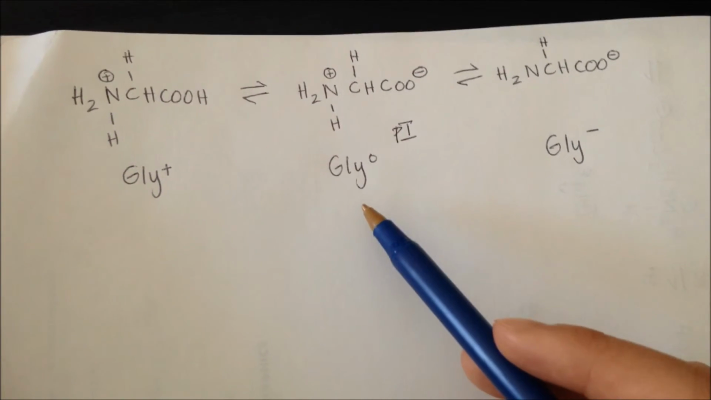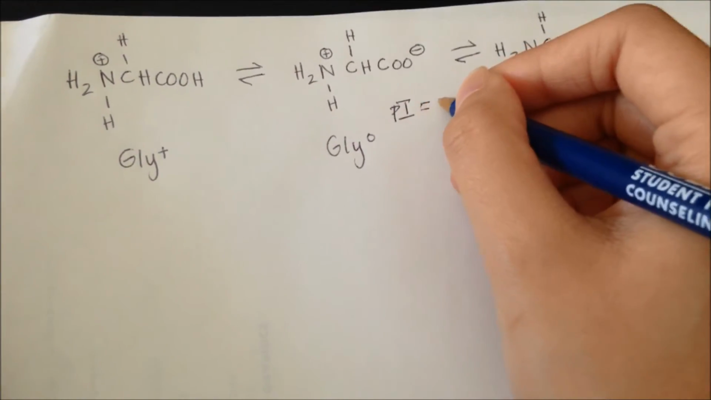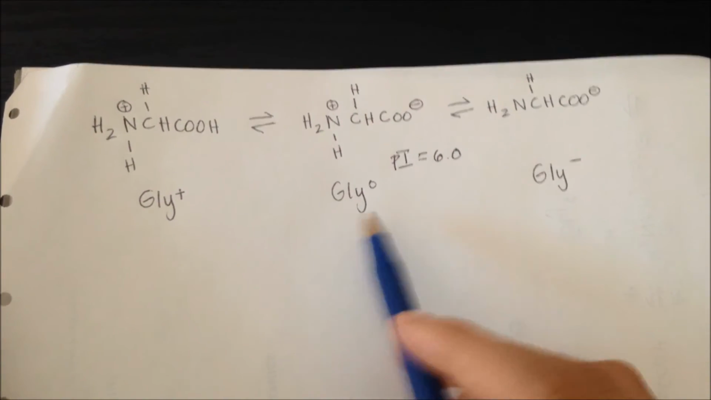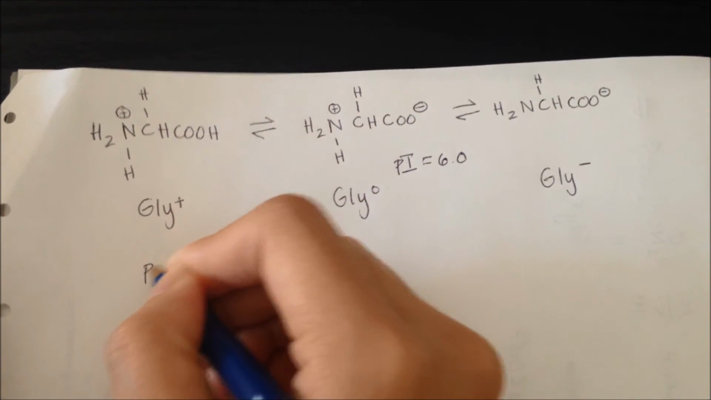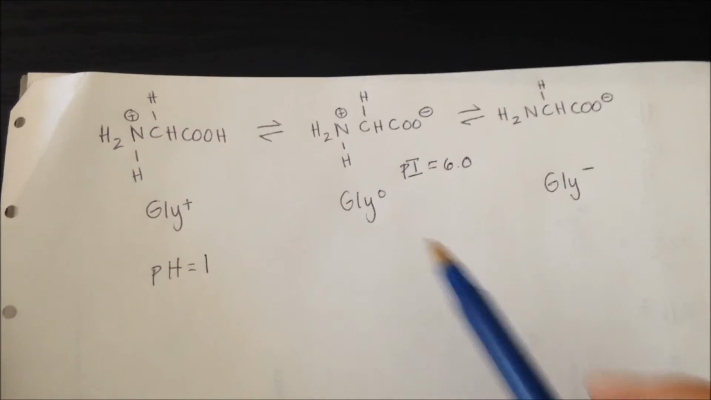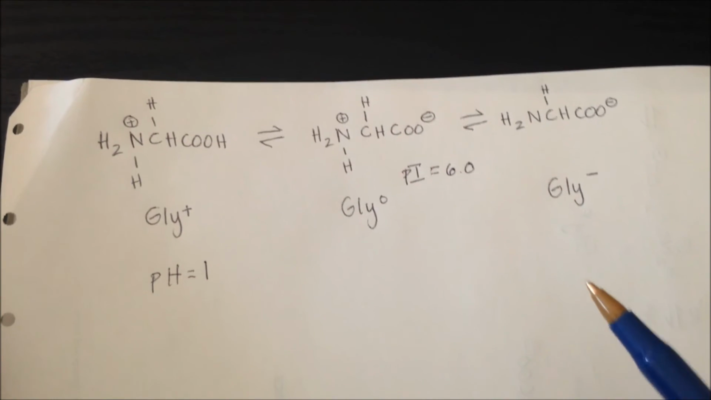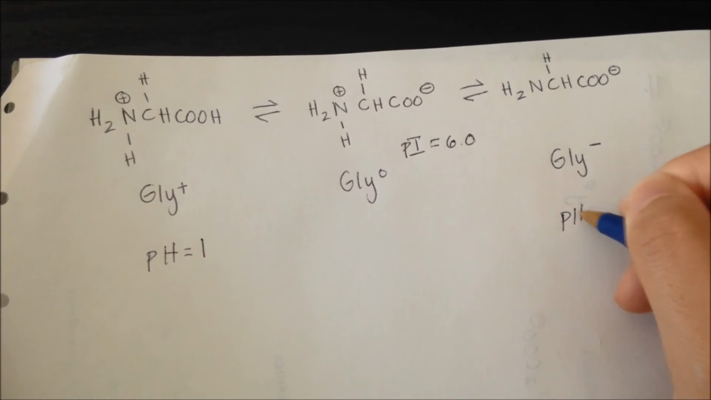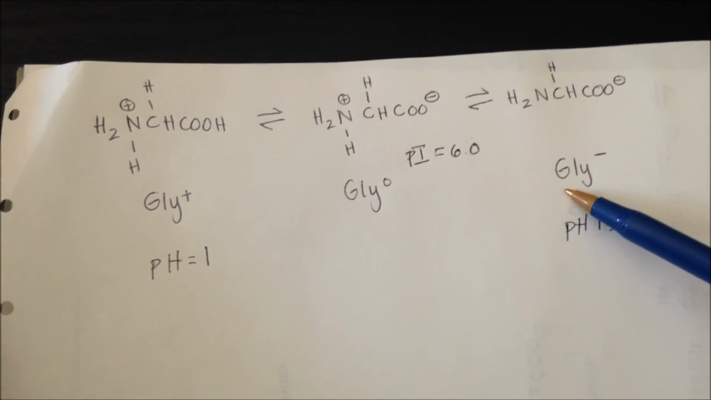So what I mentioned earlier, the pI of glycine was 6.0. So if glycine was placed into a solution with a pH of, let's say, 1, very acidic conditions, then glycine will actually be protonated to become glycine positive or gly positive. Now, if glycine was placed in a solution with a basic pH, for instance pH 13, glycine will be deprotonated in that case and will be glycine minus.